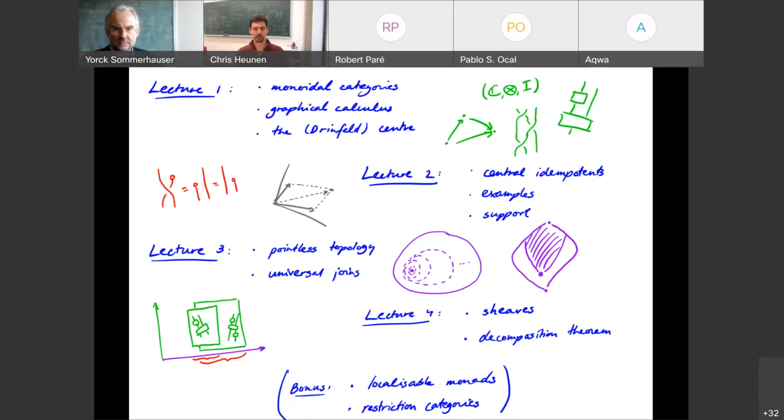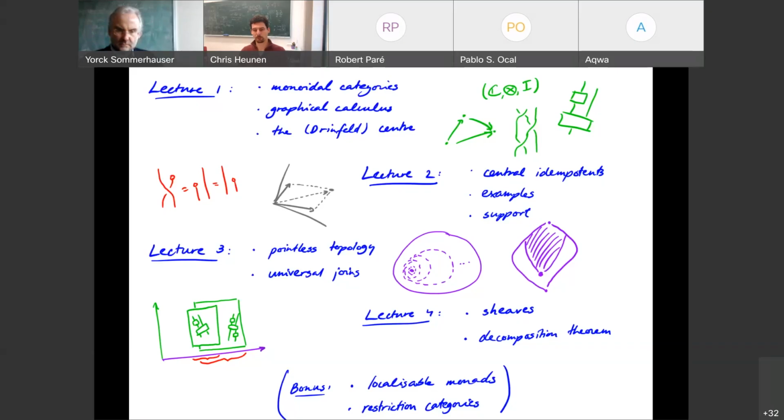So I was saying in lecture 2, we'll talk about if you have a morphism or a process in one of these monoidal categories. There's a way to say where it supports, so where it lives, so which central idempotents are involved in it, where it acts. Then lecture 3 will go a bit more about topology, because so far it's only been the central idempotents. I say they behave like opens, but we're going to try and make that more precise.